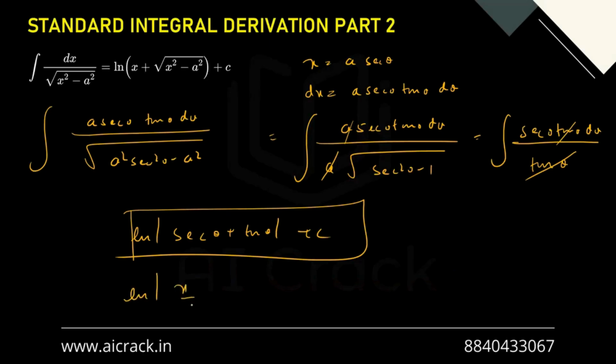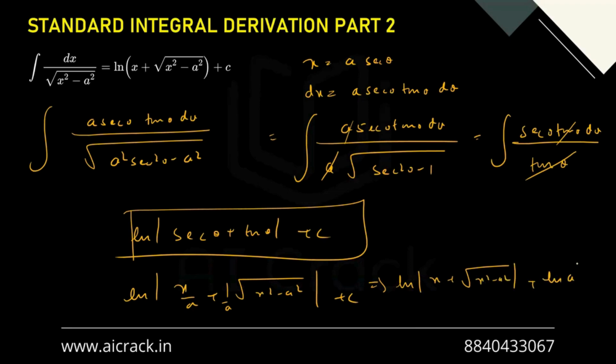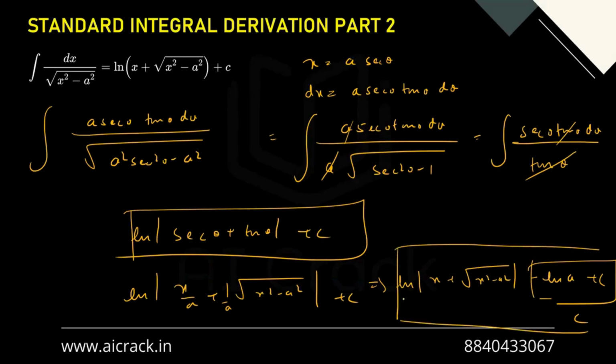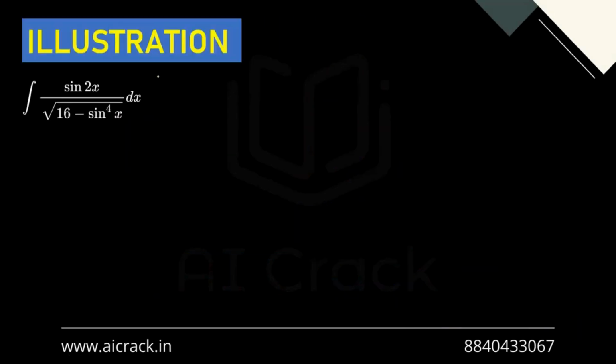ln of (x by a plus under root x square minus a square) by a, plus c. Now what can we do with the help of the log property? We can write this as ln of x plus under root x square minus a square, minus ln a, plus c. Now this can be clubbed as some bigger constant, right? So we have got our result: ln of x plus under root x square minus a square plus some constant, okay? This one.